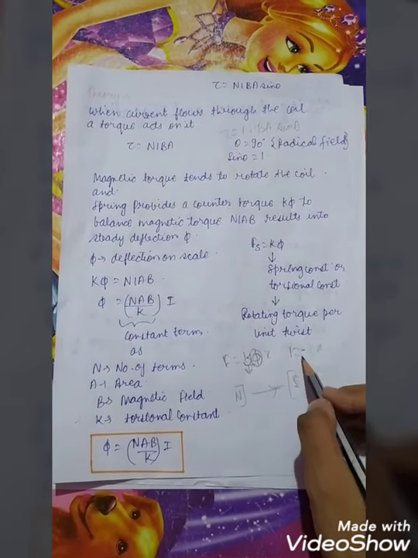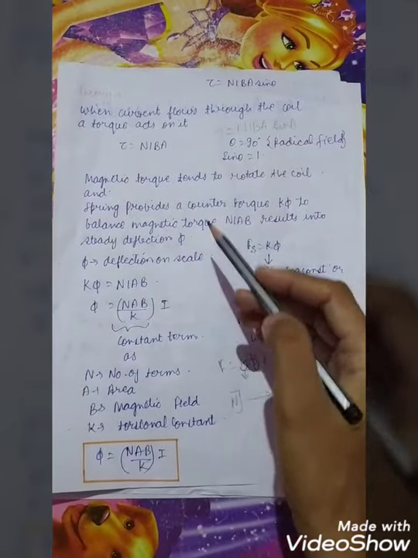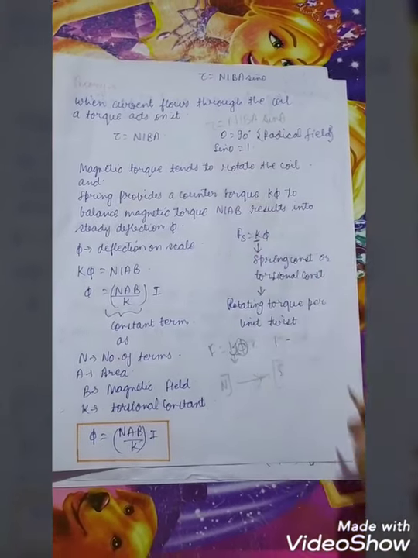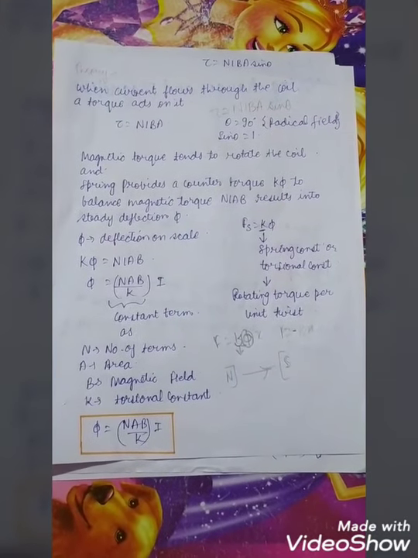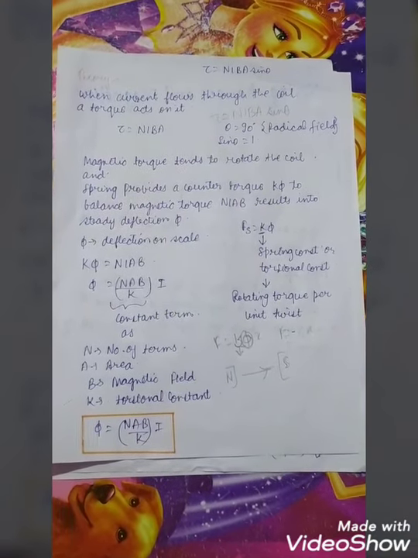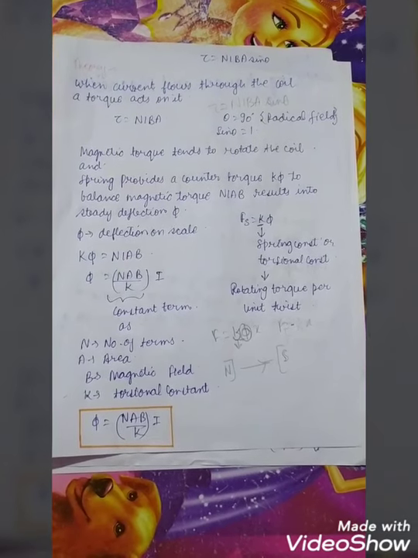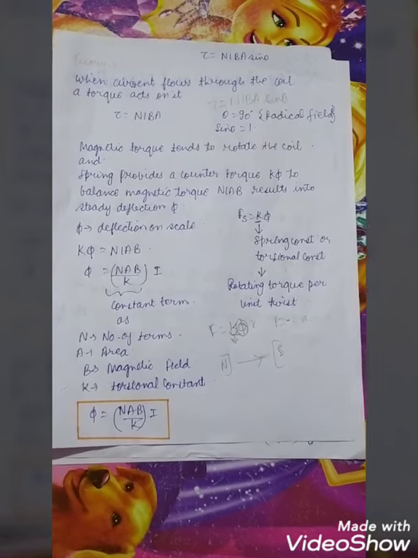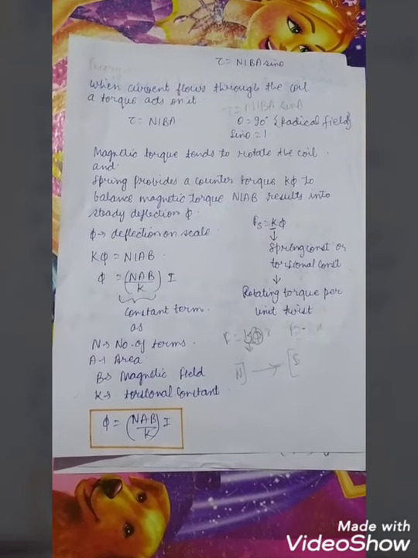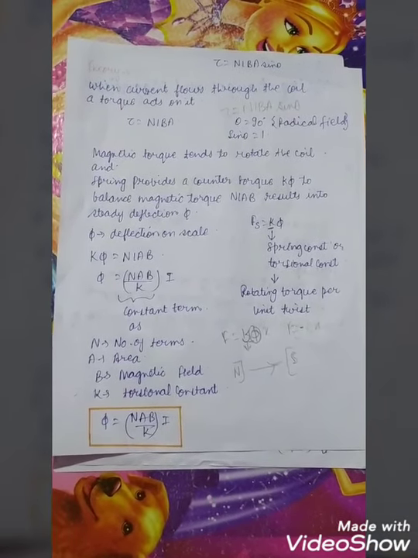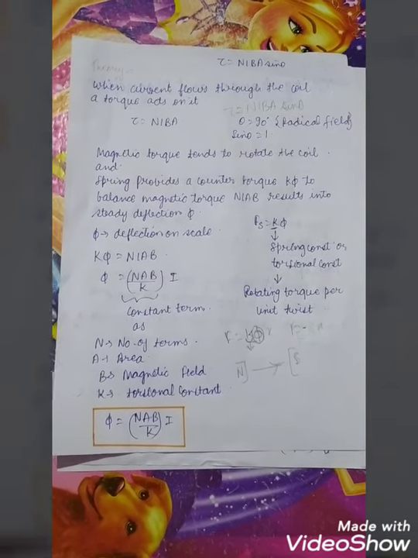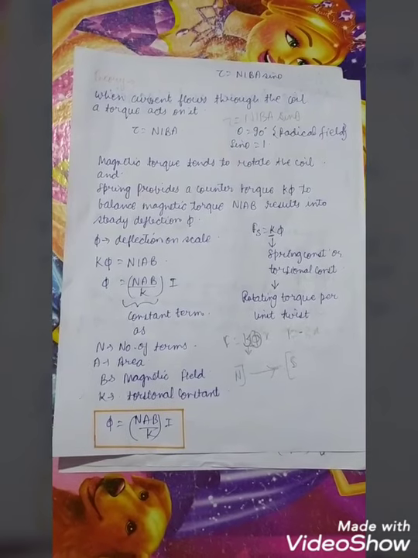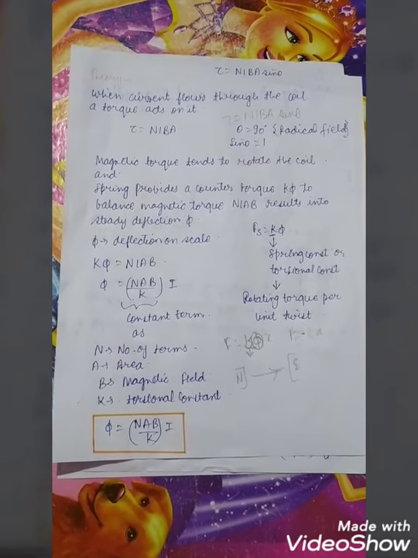because of the opposite direction of the force. Okay, so similarly here we have this K. So what does this K mean here? It means torsional constant. So what is this torsional constant? It is the restoring torque which is provided per unit twist. So I can say that this torque is equal to Kφ.